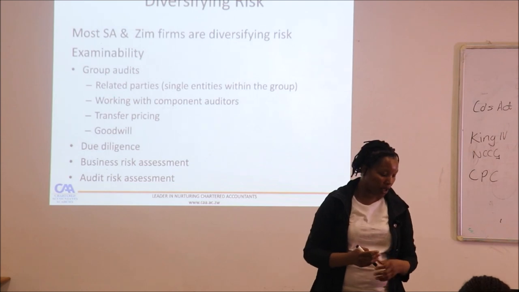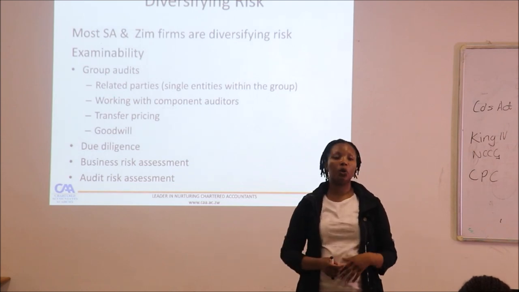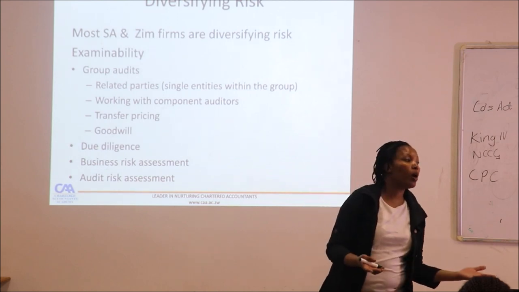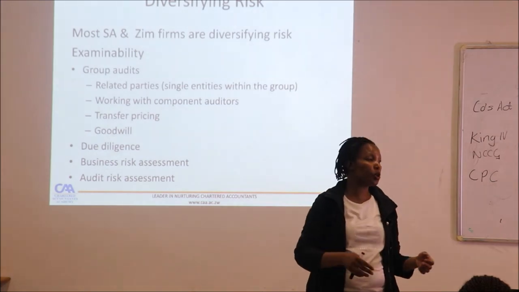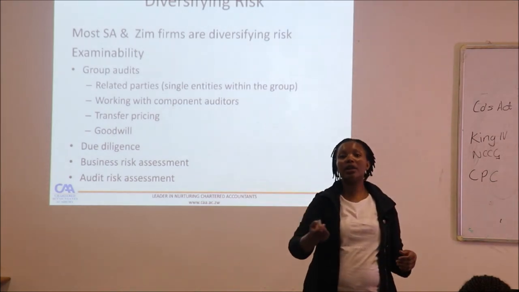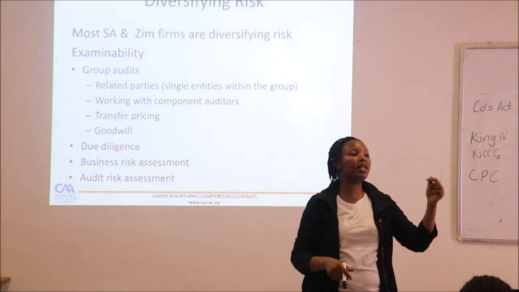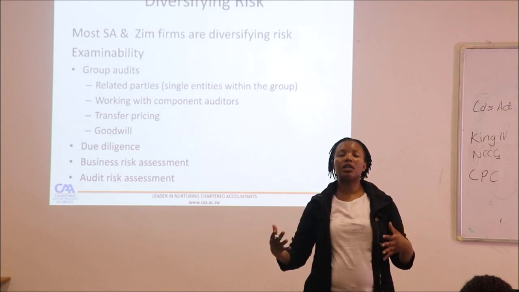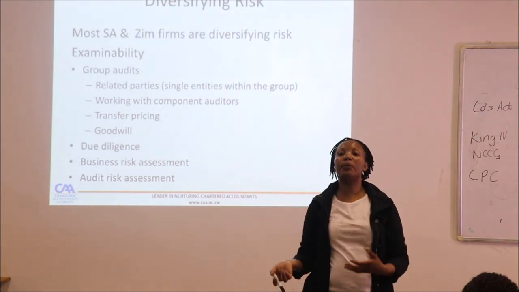Examined. Issues to do with transfer pricing, especially in your M&A, goodwill. They can examine goodwill. What about goodwill? Whether to impair goodwill or whether not to impair. They can describe something to you. And then they tell you that these guys didn't impair. And they're asking you as the auditor to say, should they have what? Impaired. What procedures should you carry out then to determine whether goodwill should be impaired or not?